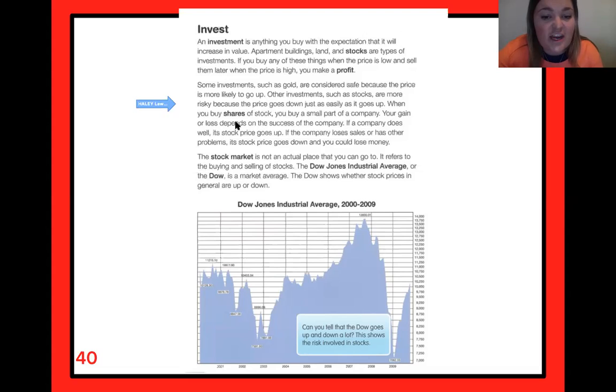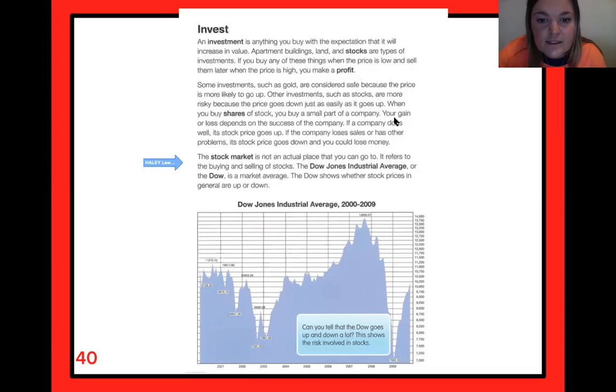When you buy shares of a stock, you buy a small part of a company. If a company does well, its stock price goes up. If the company loses sales or has other problems, its stock prices go down and you could lose money. The stock market is not an actual place that you can go to. It refers to the buying and selling of stocks.